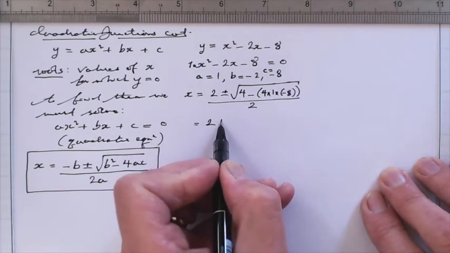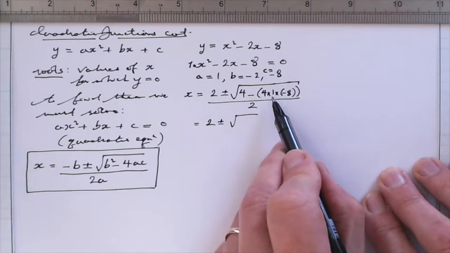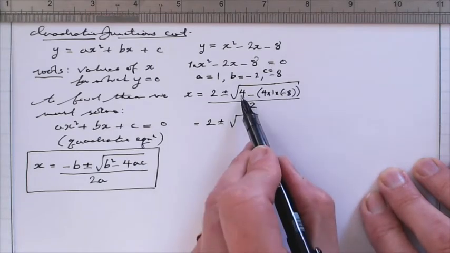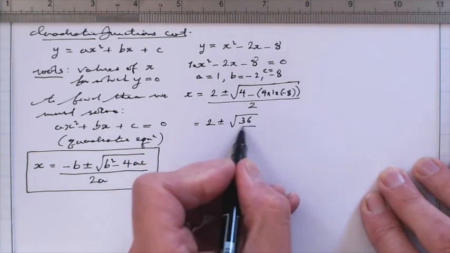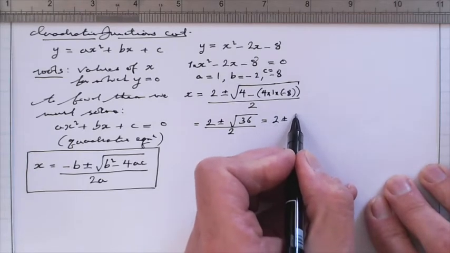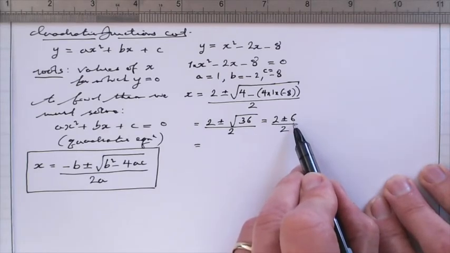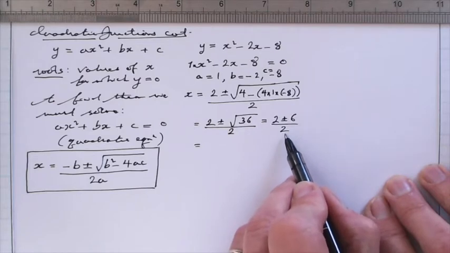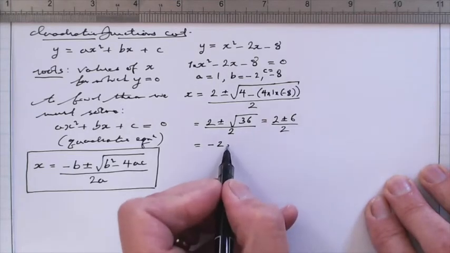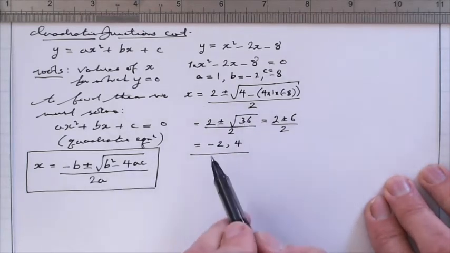So this is 2 plus or minus the square root of, let's see, 4 times 1 times negative 8 is negative 32, times negative 1 is plus 32, plus 4 is 36, all over 2. The square root of 36, of course, is 6, so we have 2 plus or minus 6 over 2. So finally then, 2 take away 6 is negative 4, divided by 2 is negative 2, and 2 plus 6 is 8, divided by 2 is 4. So those are the values of the roots that we're able to calculate directly from the quadratic formula.